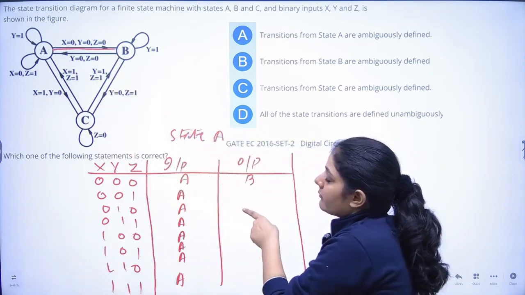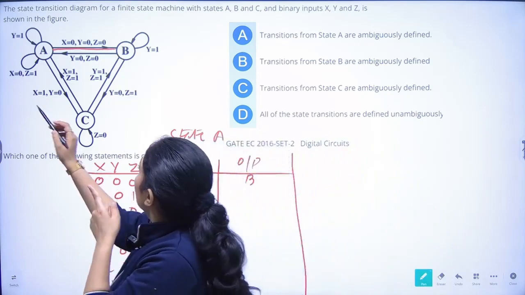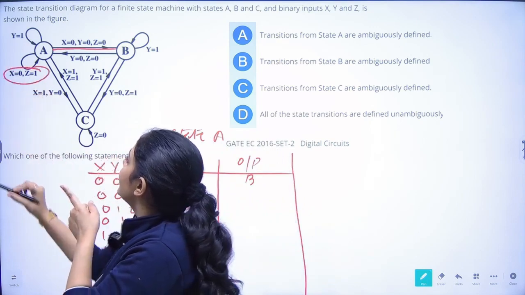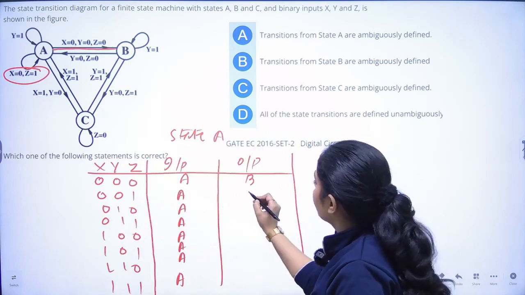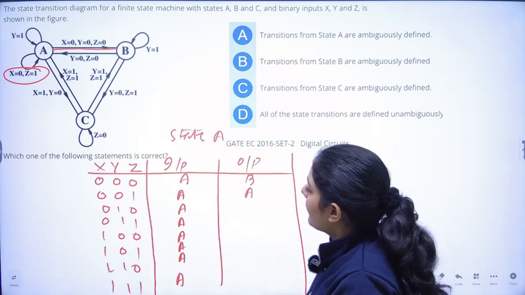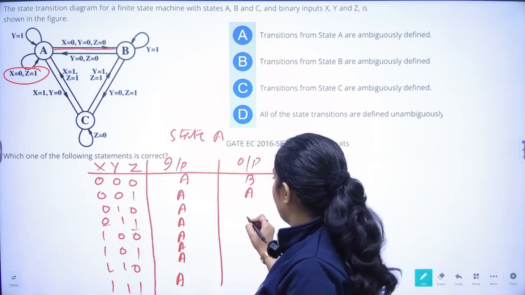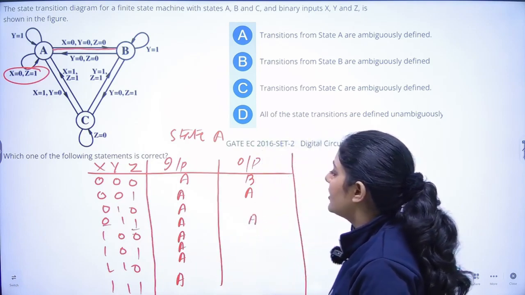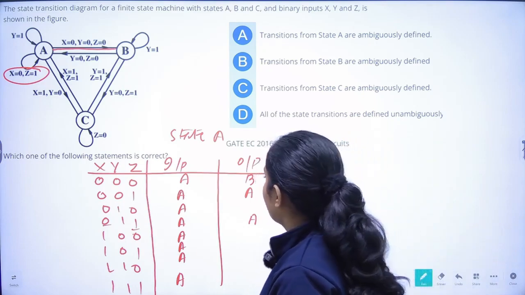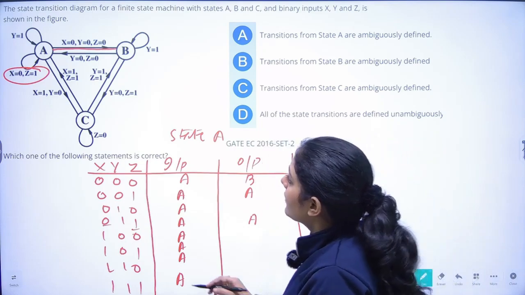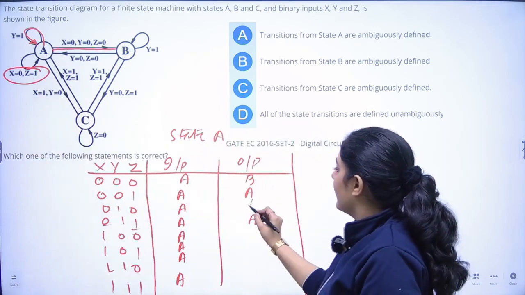Now for 0, 0, 1, that is x = 0, y = 0 and z = 1. Now y is not there. We can easily see for x = 0 and z = 1, the output moves to itself, so A. Similarly, for x = 0 and z = 1 in a similar state, this will again be A. Now 0, 1, 0, when y = 1, in this case also it goes back to itself, A.